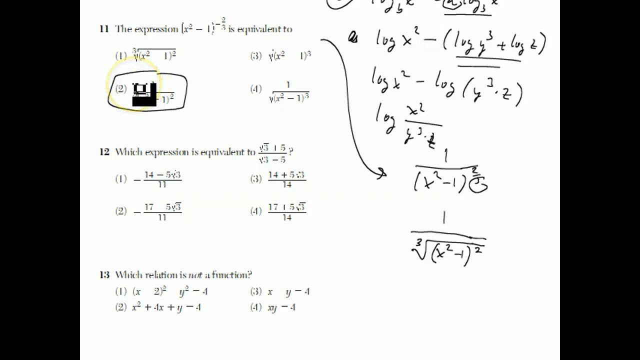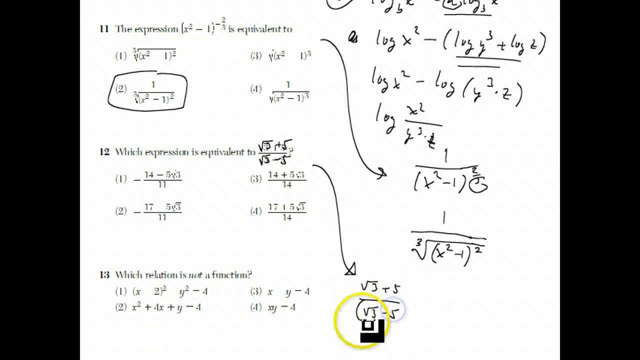Number 12, hard to read this. It says radical 3 plus 5 over radical 3 minus 5. So the way you divide expressions like that is by doing something called rationalizing the denominator. You do that by multiplying top and bottom of this fraction by what's called the conjugate of this radical 3 minus 5. The conjugate of radical 3 minus 5 is radical 3 plus 5.